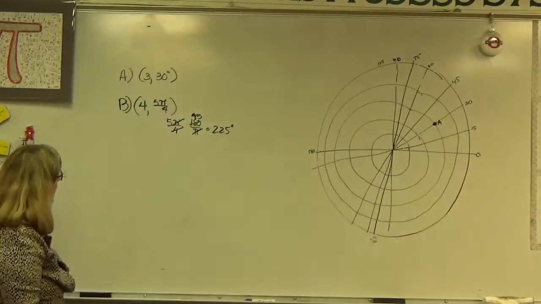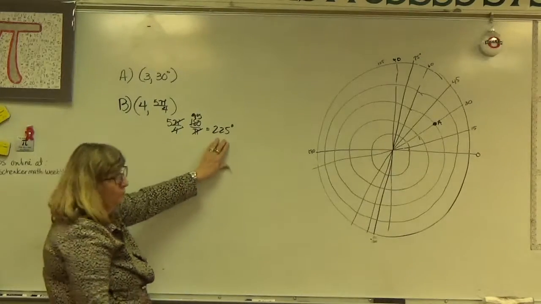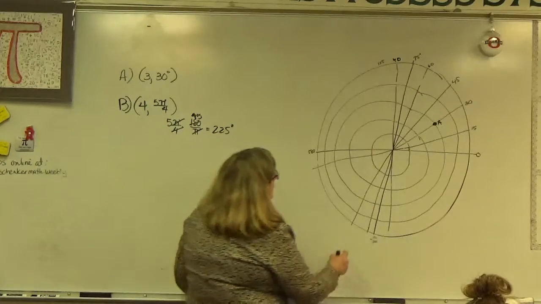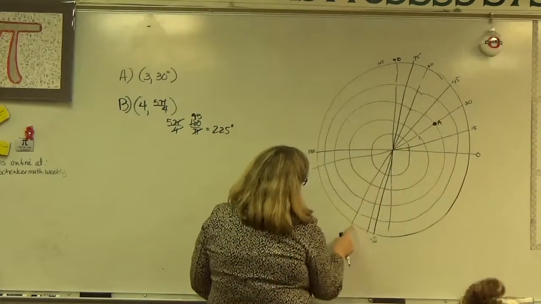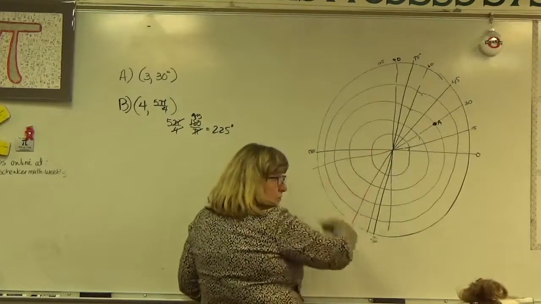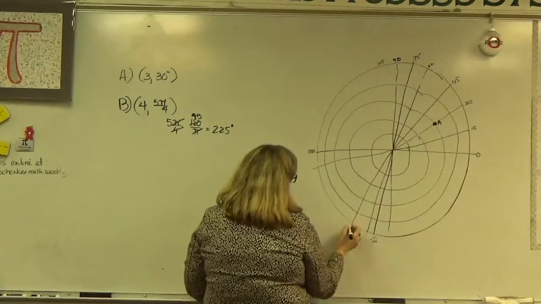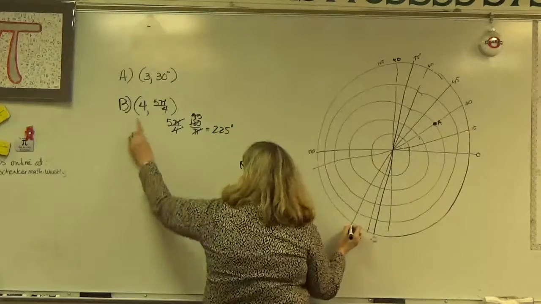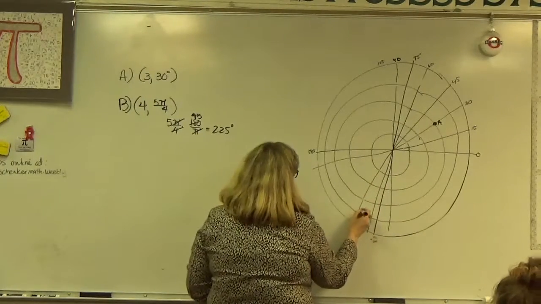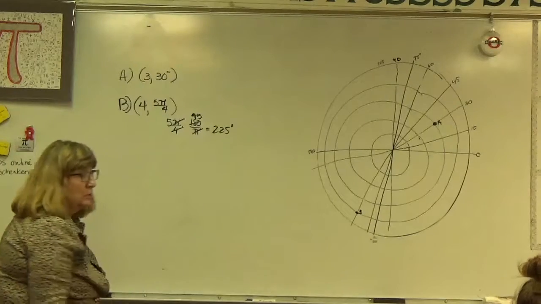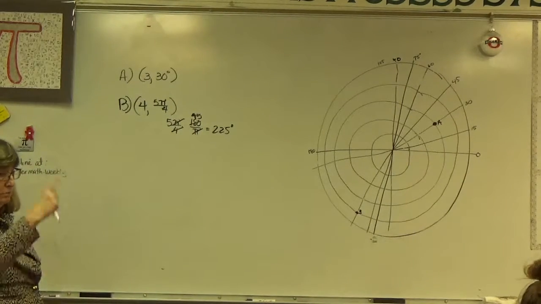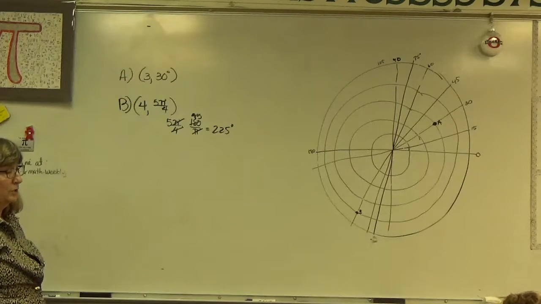Okay, so this one's 225. So where's 225? That would be third quadrant, somewhere in the middle. Mine's not right on the middle because I didn't do it in units. So it would be here for me, and I want 4 radiuses. So 1, 2, 3, 4, and that's my point B. Now yours should look a lot prettier because you've got everything in correct units.